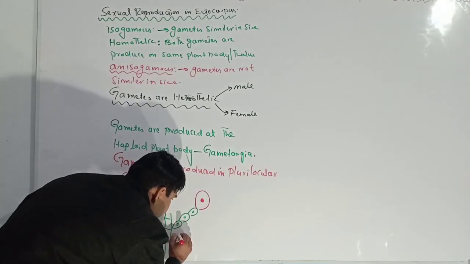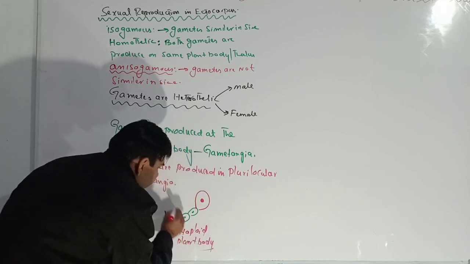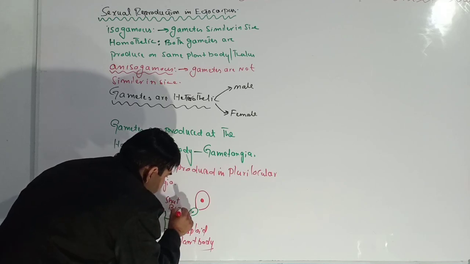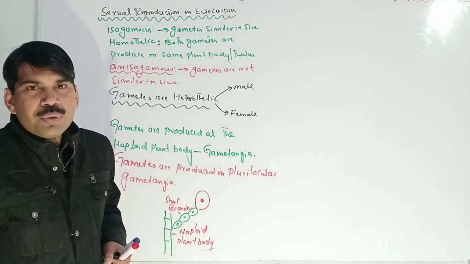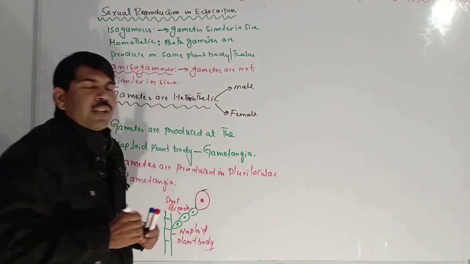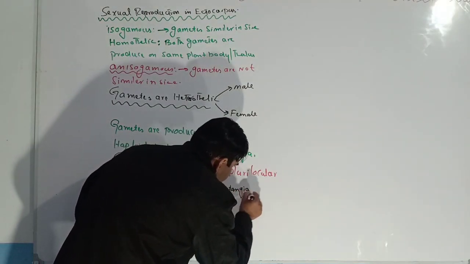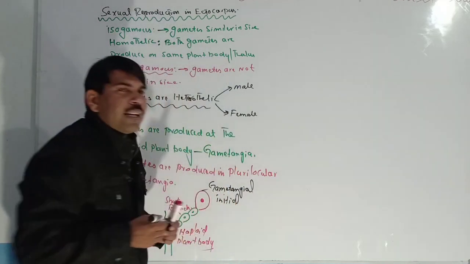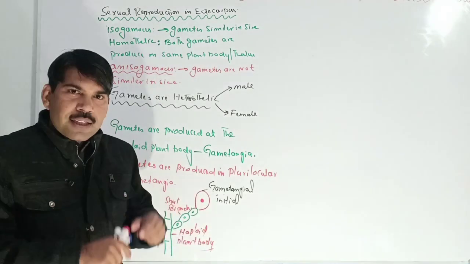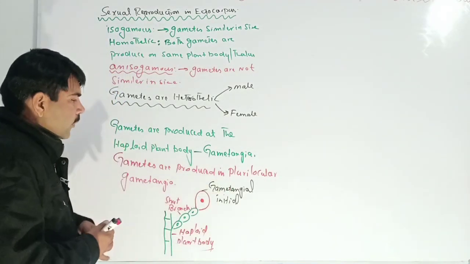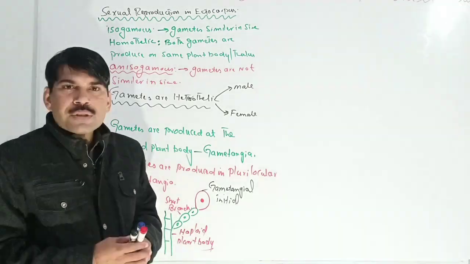So we can write here, this is the haploid plant body, this is a short branch, and this is a terminal cell which is converting into a plurilocular gametangium. It is called the gametangial initial. Why is it called that? Because it gives rise to the plurilocular gametangium, and inside the gametangium the gametes will be produced.